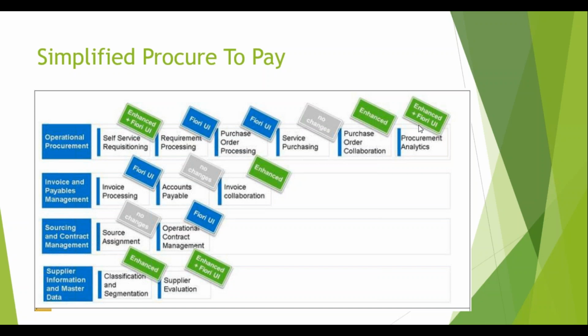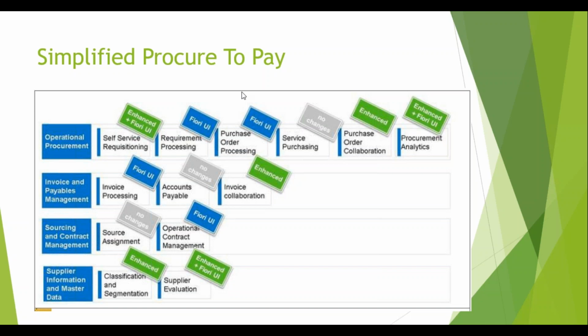So in short, when we are saying there are simplifications in the process, there are three kinds of simplifications. One is no simplification, so that cannot be considered a simplification. Now the remaining simplifications are of two types. One is where only a Fiori app is provided, otherwise most of the processes are the same, there is no change. Second is enhanced. Enhanced means some functionalities are added. It is not only Fiori, not only a better user interface, but there are some new functionalities which are added, that is the enhanced.